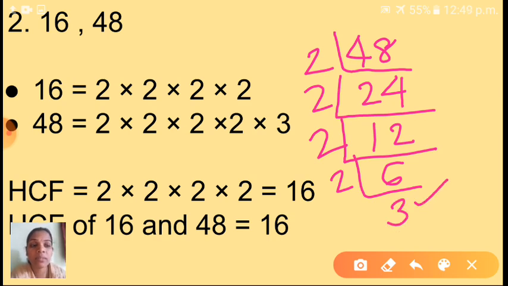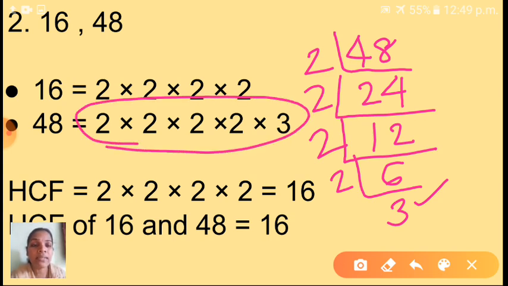This is the final step, you got a prime number, isn't it children? So we will stop now. Okay, so what are the prime factors of 48? Very good, 2 into 2 into 2 into 2 into 3. I hope you understood this one, how it came like this. Yes, understood children? Very good.